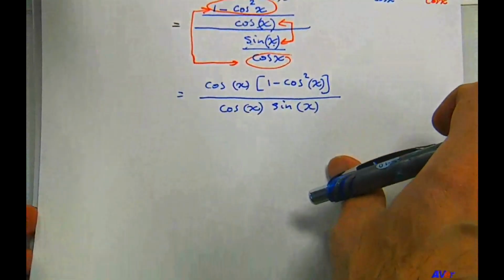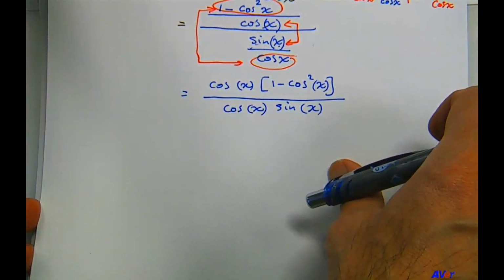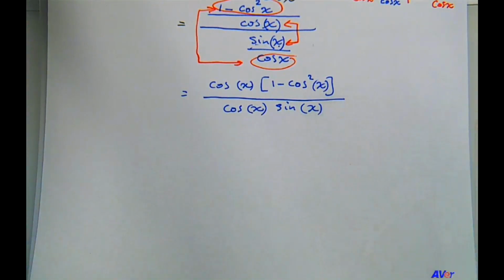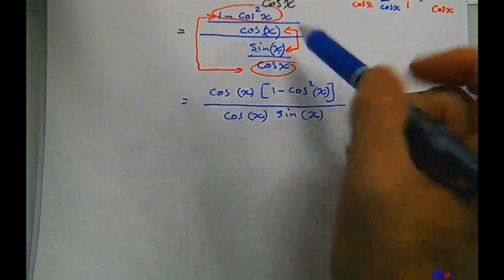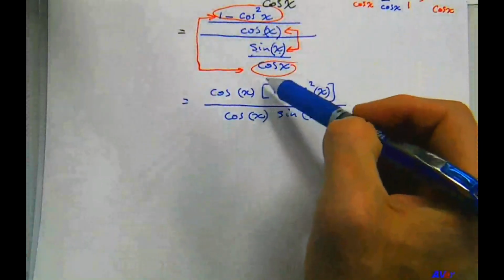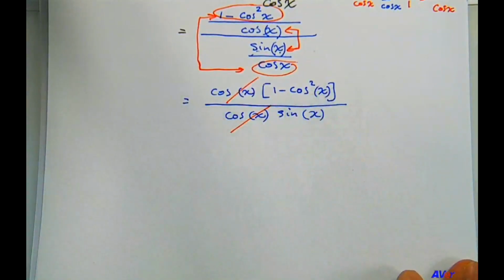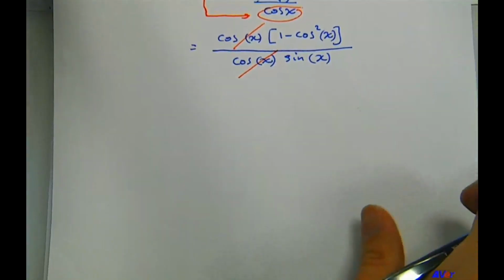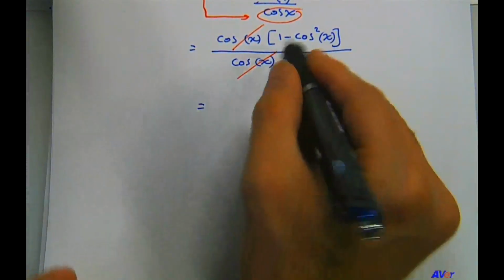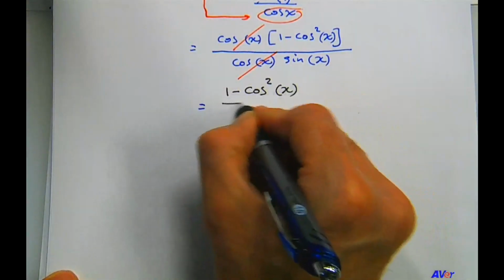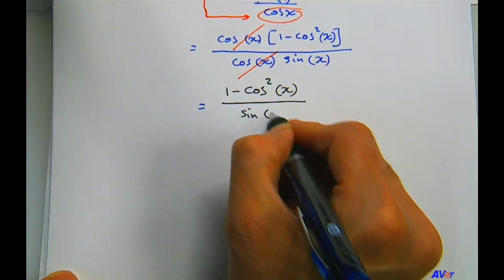Okay, so now we can simplify this a little more, right? Let's see. Yeah, we can still do it. I should have done something here, but it's no big deal. We can still simplify that. So cosine of x and cosine of x cancel out, and then equals 1 minus cosine squared of x divided by sine of x.